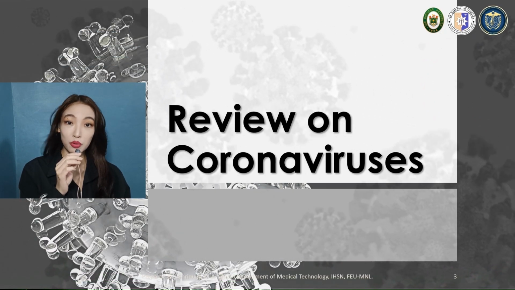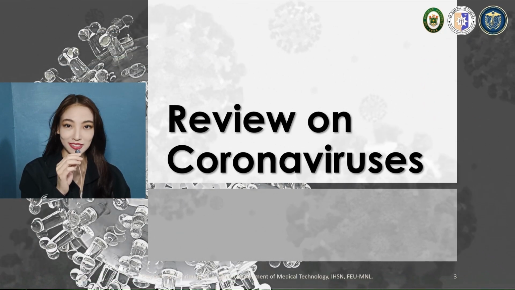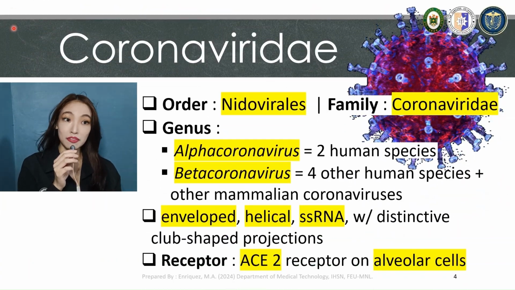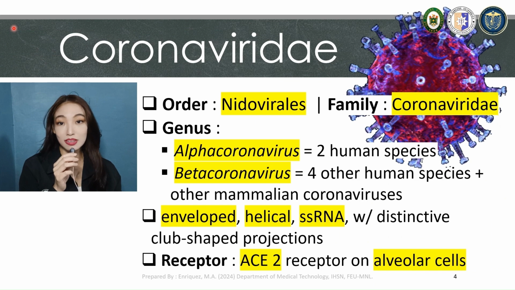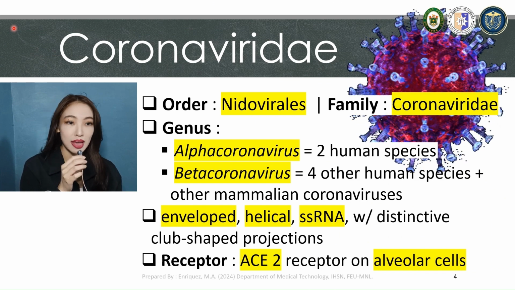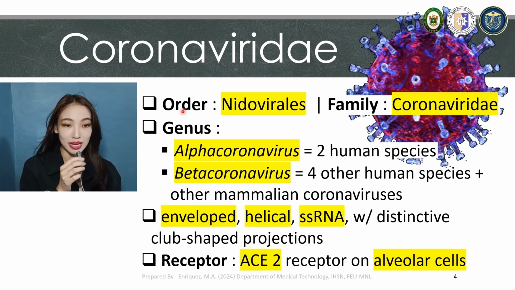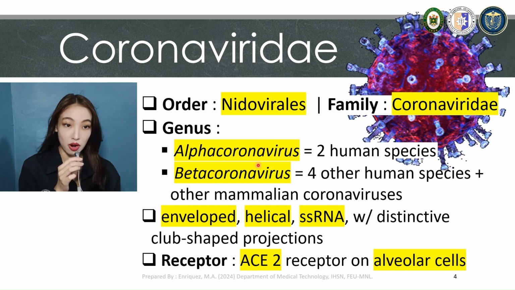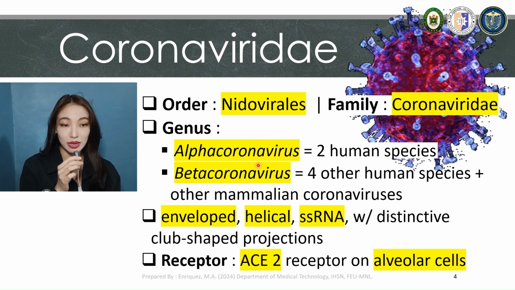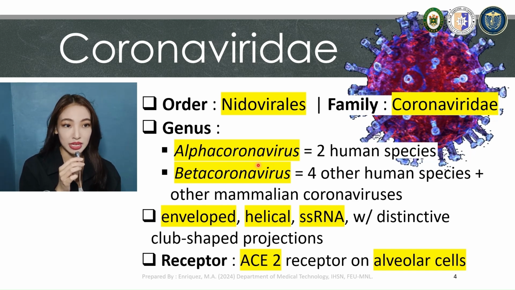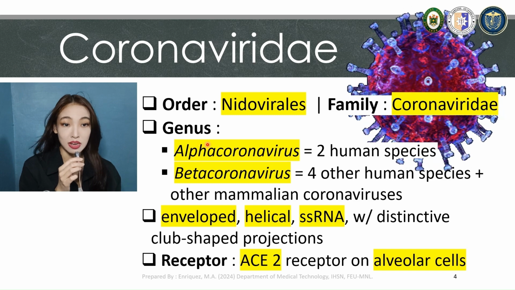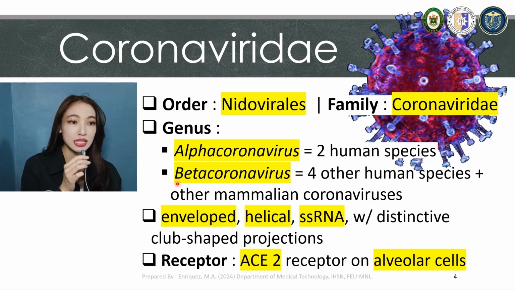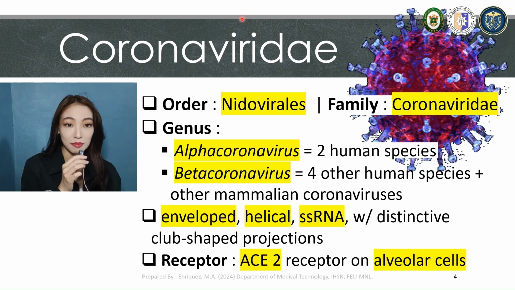Let's proceed with our quick review on coronaviruses. Within the family Coronaviridae, we have four different genera, but let's just focus on these two, the alpha coronaviruses and beta coronaviruses. Under the genus alpha coronavirus, there are two species that typically infect humans, and then under the genus beta coronavirus, there are four species that could infect humans plus others that typically infect mammals.